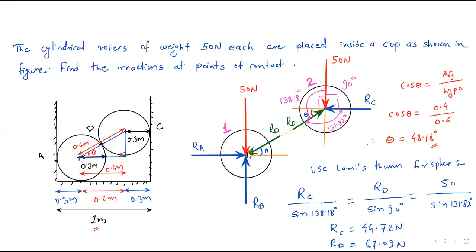Go by the conventional method, consider the equilibrium, apply the equations of equilibrium, summation Fx equal to 0 and summation Fy equal to 0, so that you will get the remaining reactions RA and RB. So again I will draw the diagram for sphere 1. For the sphere 1, now I will not draw the sphere, I will show you directly the forces. So here is my sphere 1.